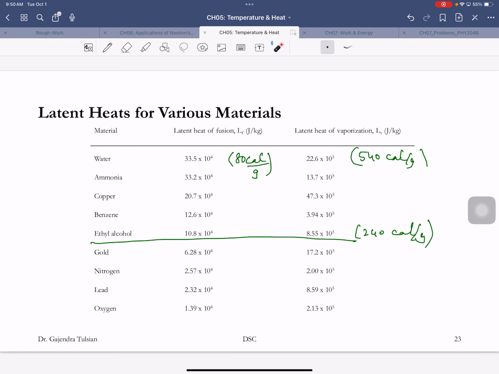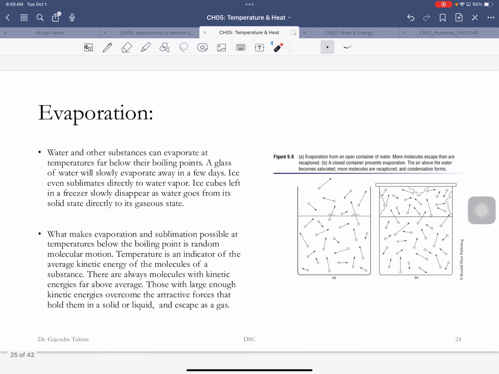All right, so here's latent heat of various materials. So that's what we did last time. And now we'll talk about new stuff. Okay, so first thing we'll talk about is evaporation.